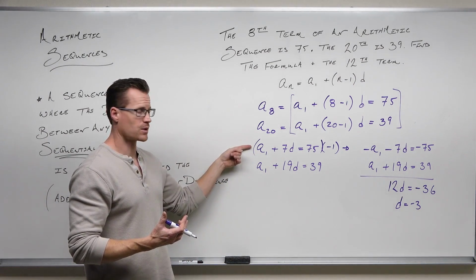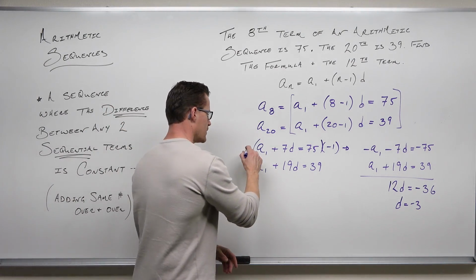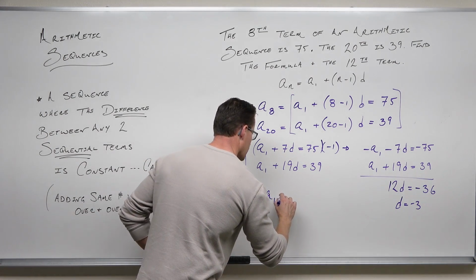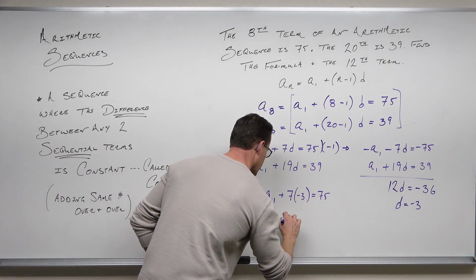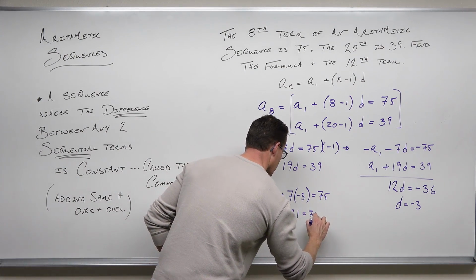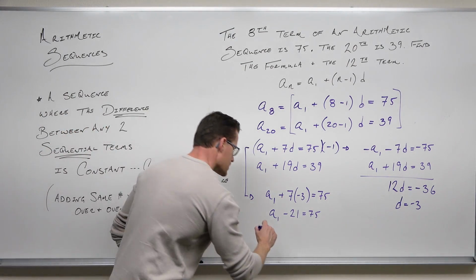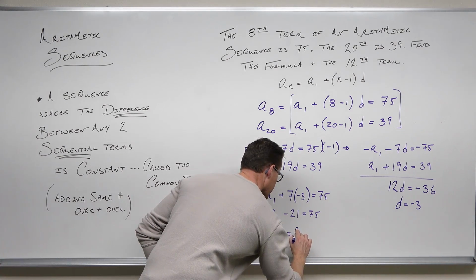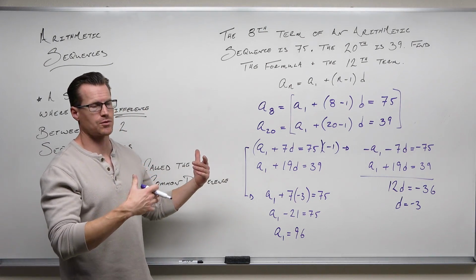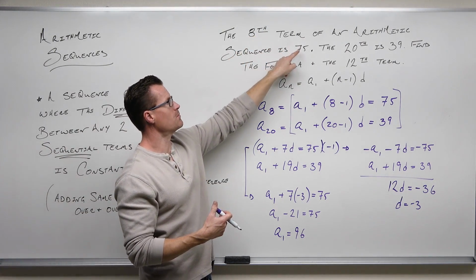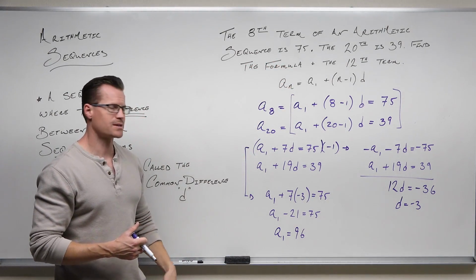I'm going to plug in negative 3, because I don't want to multiply 19 times negative 3. And then I'm going to subtract it from 75. So 7 times negative 3 is negative 21. If I add that to both sides, we get positive 96. That should make sense. If I'm subtracting 3, then my first term should be more than that, because I'm subtracting 3 7 times in order to get there. So our first term is 96.